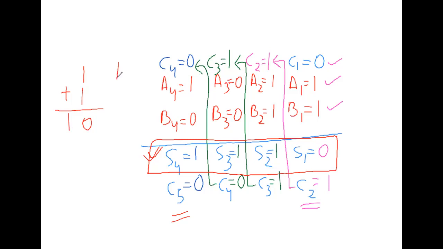If we add decimal numbers, then it is 2, right? But I'm not adding decimal numbers, I'm adding binary numbers. So 1 plus 1 is equal to 0 with carry 1. So 0 will be here, and the carry part will go there, like this.